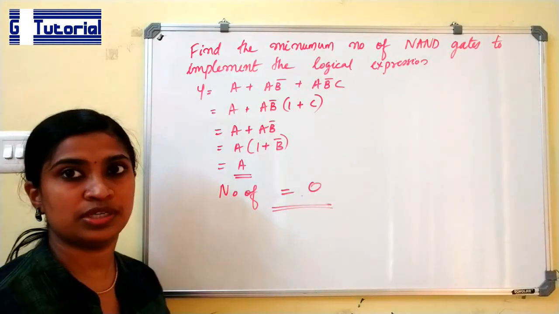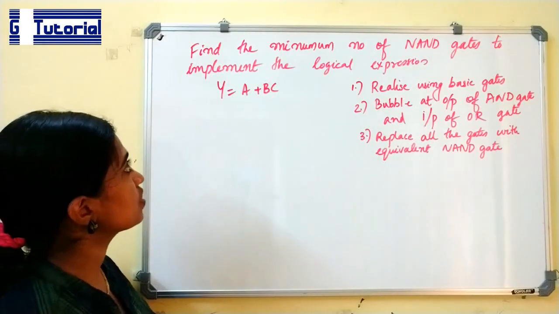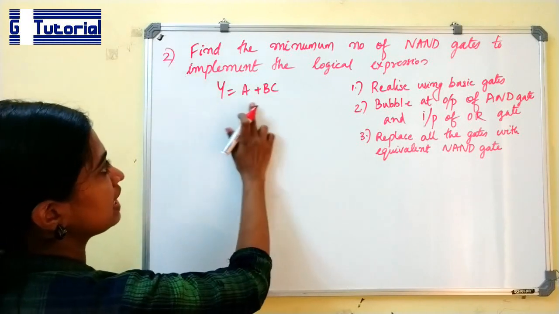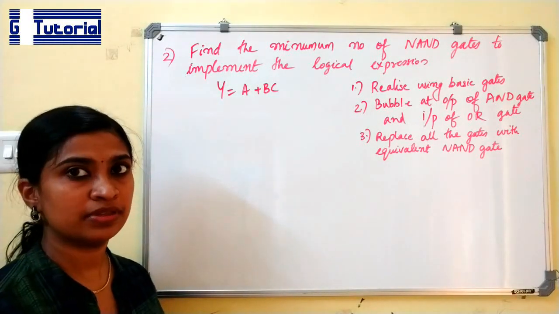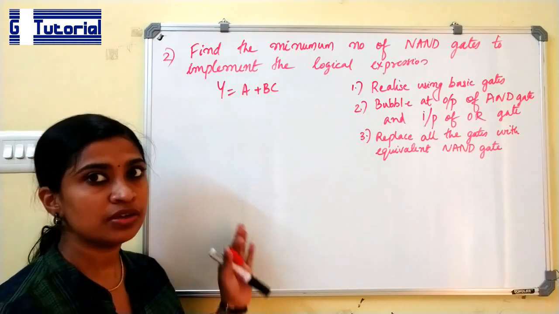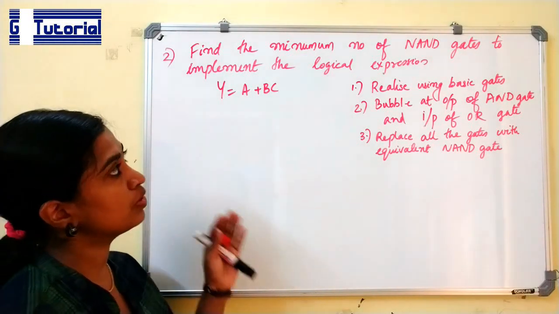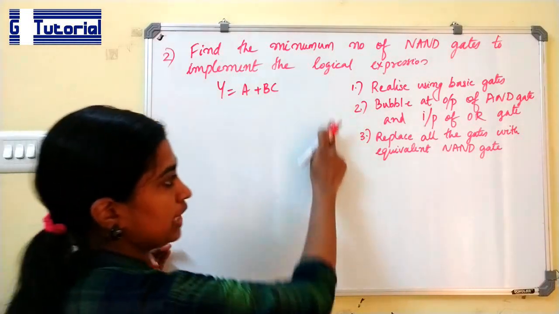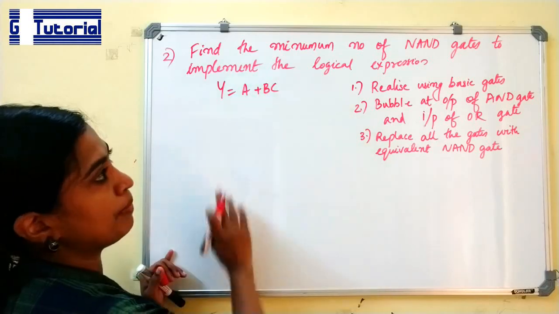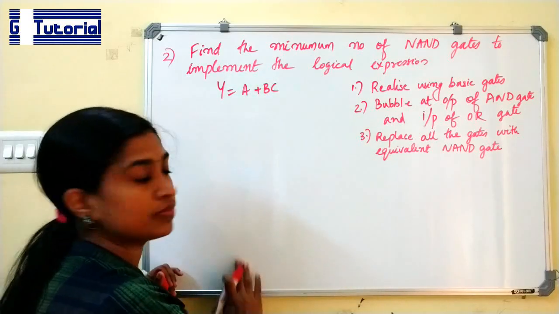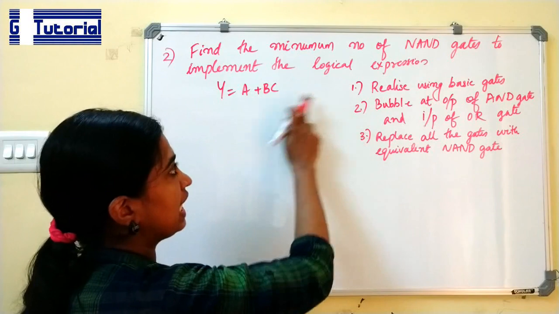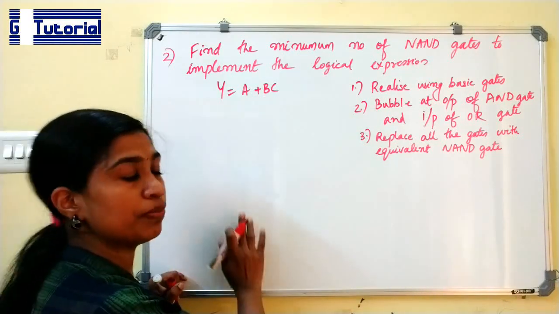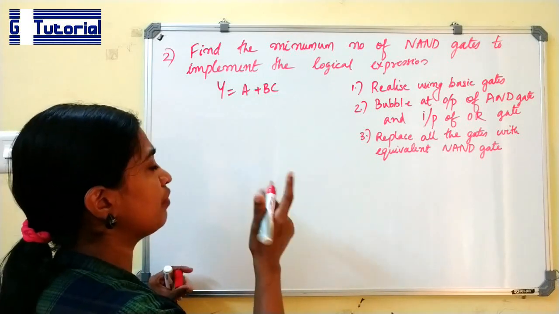Next question. Find the minimum number of NAND gates to implement the logic expression Y is equal to A plus BC. The previous question was very easy, and we were able to find the number of gates easily, but in this case, you have to follow these steps to find the minimum number of NAND gates. First, we have to reduce the given expression, but this is already in the reduced or minimal form. So again, we don't have to do anything.